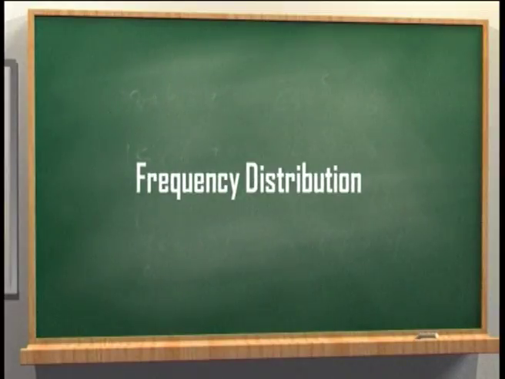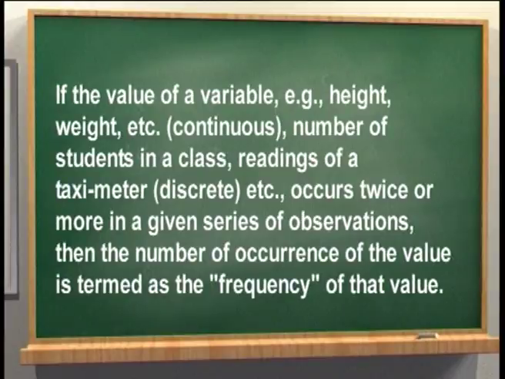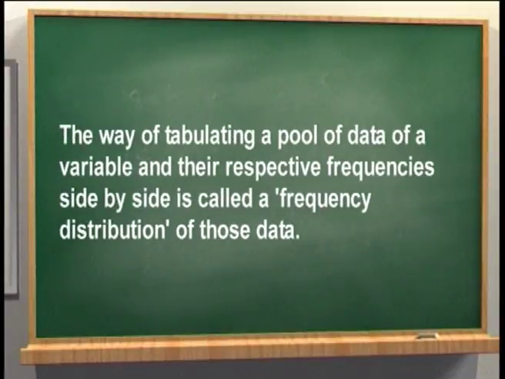What is a frequency distribution? If the value of a variable, for example height, weight, etc., which is continuous, the number of students in a class, readings of a taximeter, etc., occurs twice or more in a given series of observations, then the number of occurrences of the value is termed the frequency of the value. The way of tabulating a pool of data of a variable and their respective frequencies side by side is called the frequency distribution of those data.